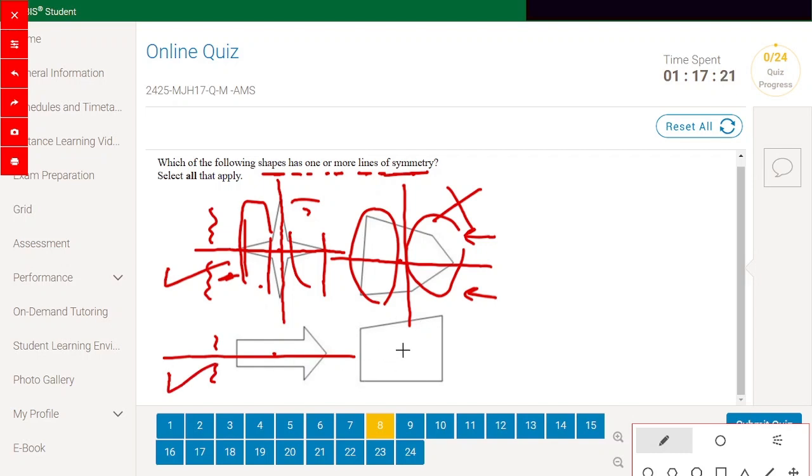Let's take this shape also. We'll draw a line here.